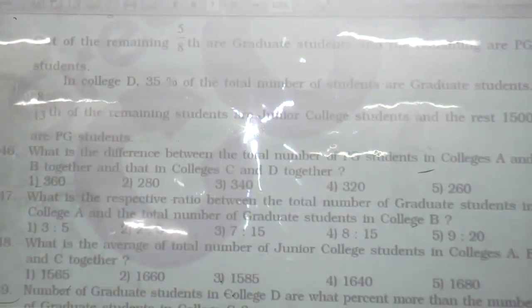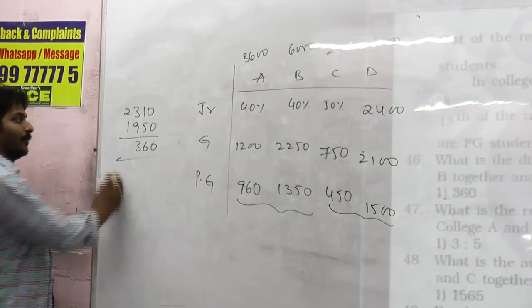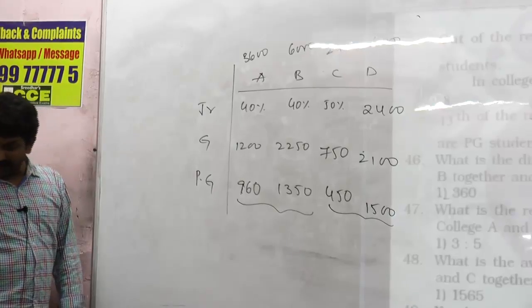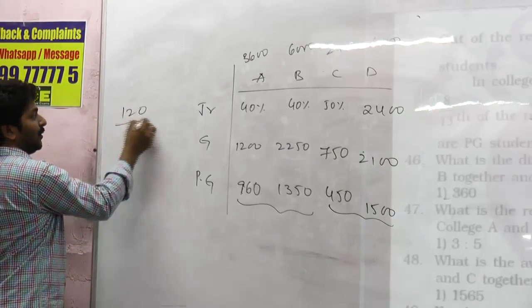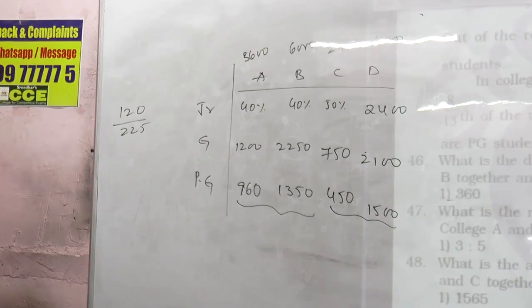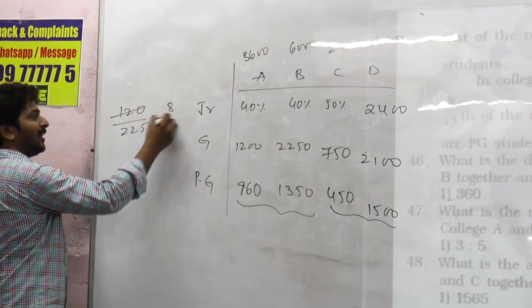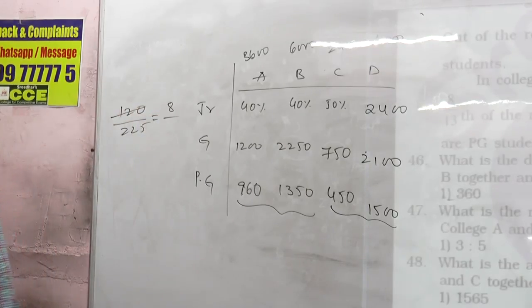This one, right? 0 0 cancel. 120 by 225. Both are 3 multiples. Both are 5 multiples. Hence it will be a multiple of 15. 15 how many times? 8 times. How many options are starting with 8? Only one. Final. Enough. Next.